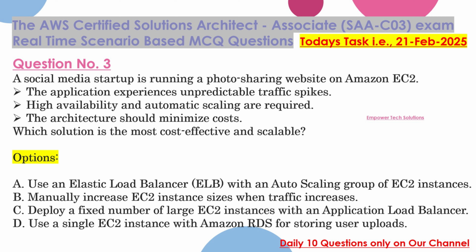Options: A. Use an elastic load balancer, ELB, with an auto-scaling group of EC2 instances. B. Manually increase EC2 instance sizes when traffic increases. C. Deploy a fixed number of large EC2 instances with an application load balancer. D. Use a single EC2 instance with Amazon RDS for storing user uploads.